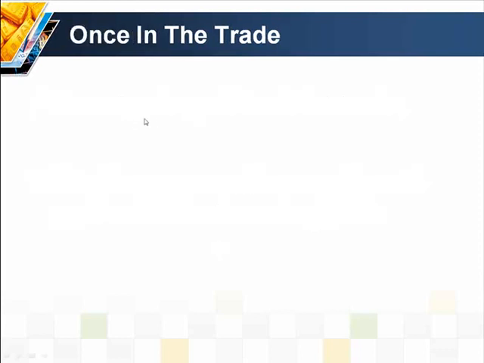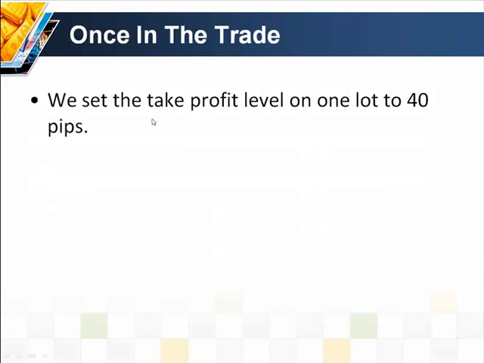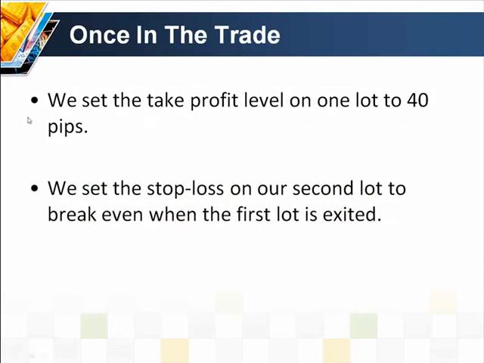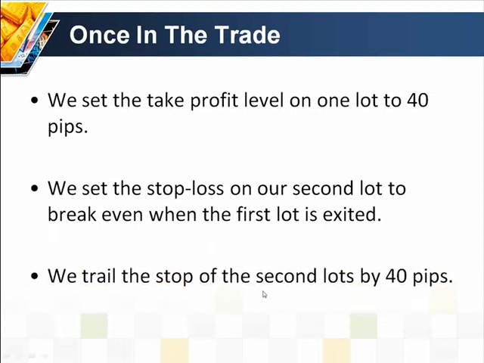And once we're in the trade, we need to manage that trade. So we set our take profit level on one lot to 40 pips. When that first take profit level is hit and our first lot is exited, assuming that the trade does move in our favor, we set the second stop loss for our second lot to the break-even point, and we trail that stop by 40 pips. If you're not using the MetaTrader software for your actual trades, you can trail your stop by simply moving it every time the currency pair moves in your favor by 40 pips.